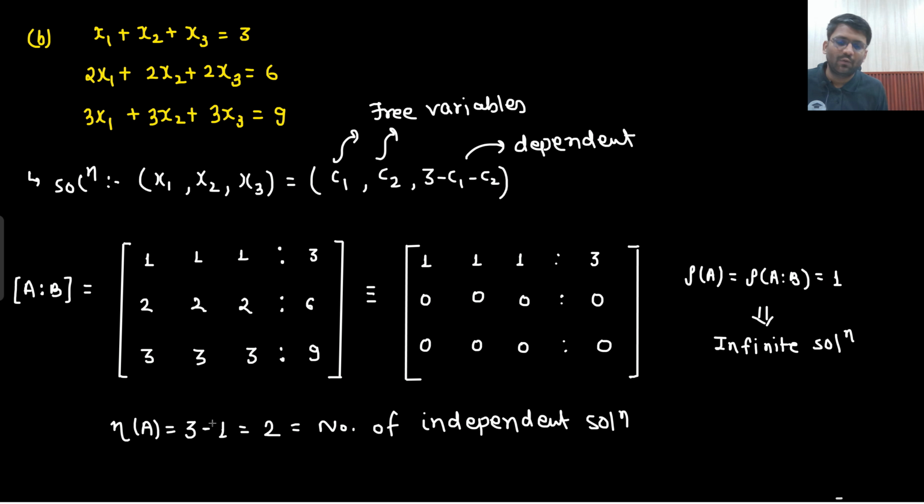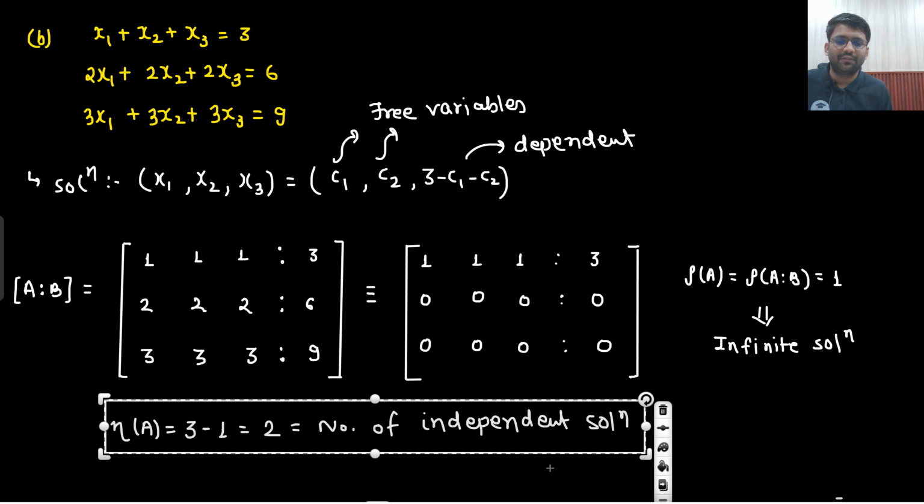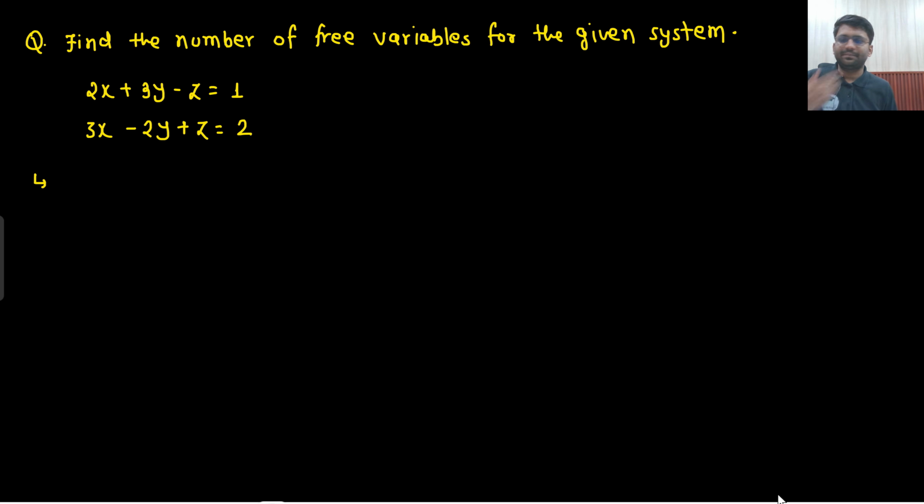Okay. So we already know what nullity represents. It is just a revision of that. Understandable? Find the number of free variables for the given system. This is the question that is coming in the examination hall. How will you solve it?